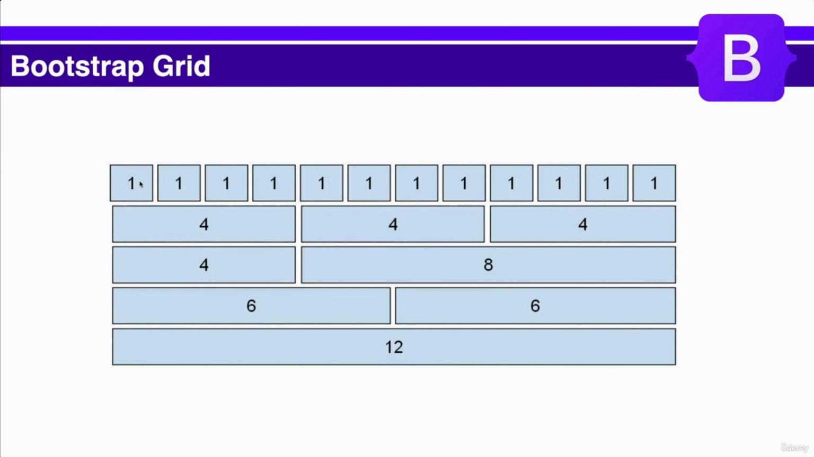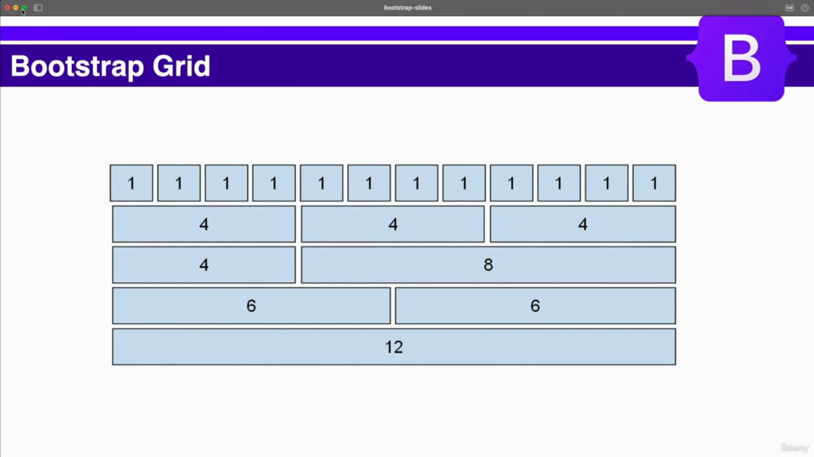If you're going to have 2 columns, then both of those columns would take up 6 of the 12 slices. If you're going to have 3 equal columns, then each one will take up 4 of the 12 slices. Okay, if you want to have 1 big column, then it's going to take up all 12. And if you want to split it and you don't want it to be even, you could have 1 column take up 4 and 1 take up 8. So 8 plus 4 is 12.